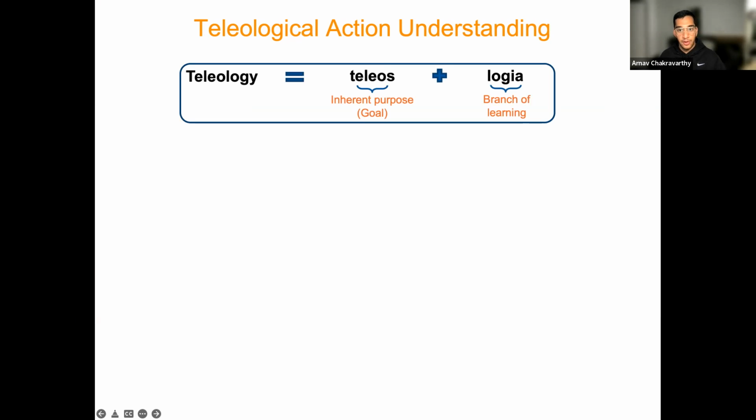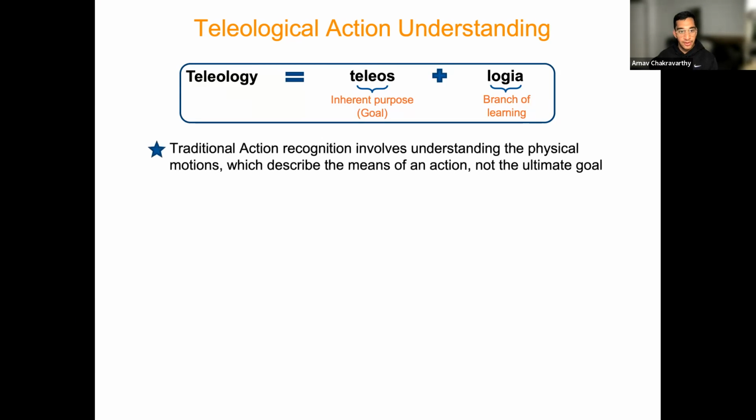What is teleological action understanding? Teleology is derived from two Greek terms, teleos and logia. Teleos means a goal, and logia means a branch of learning. Hence, teleological action understanding refers to understanding an action in terms of its goal. This differs from traditional action recognition, which involves understanding the physical motions, which describe only the means of an action and not the ultimate goal.